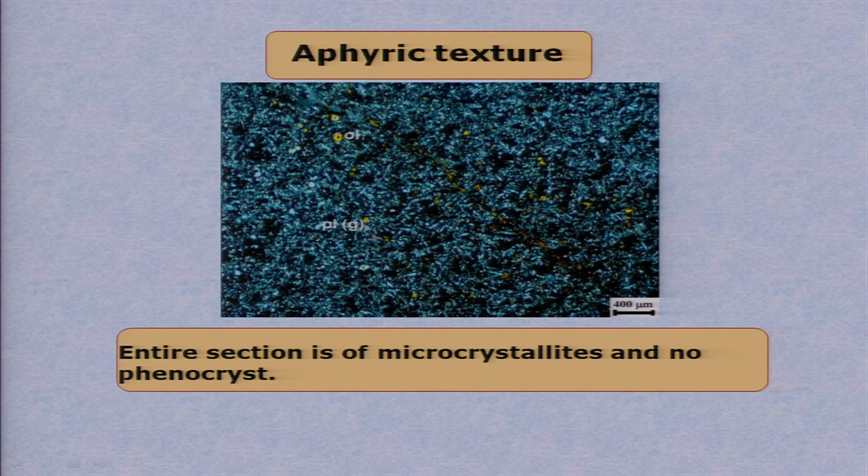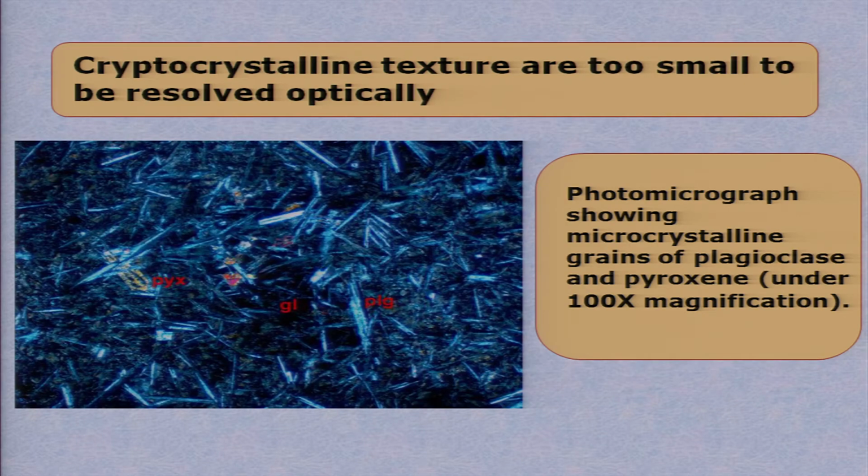I am citing an example of an East Pacific Rise specimen here. The entire section is microcrystallites and there is no phenocryst. Phenocryst means large size crystals are absent in this, altogether absent, but the entire minerals are crystallized as microcrystalline. Microcrystalline means they are neither of much bigger size, nor of a smaller size, they are in between large and small size crystals. Cryptocrystalline textures are too small to be resolved optically.